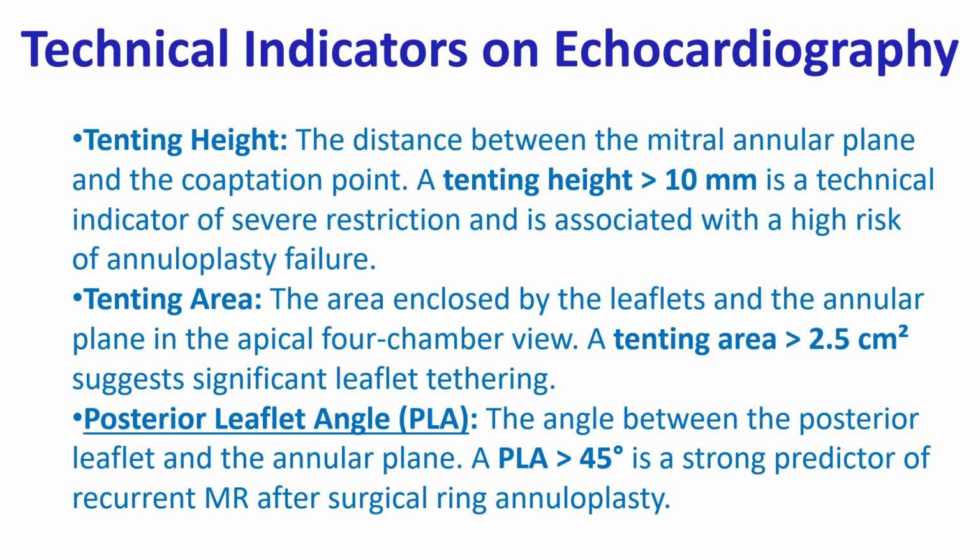A tenting height more than 10 mm is a technical indicator of severe restriction and is associated with a high risk of annuloplasty failure. Tenting area: the area enclosed by the leaflets and the annular plane in the apical four-chamber view. A tenting area more than 2.5 square centimeter suggests significant leaflet tethering.